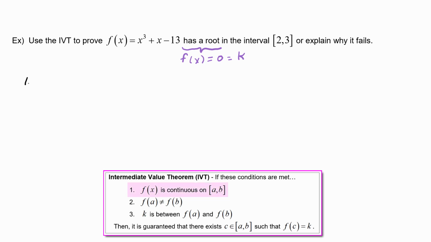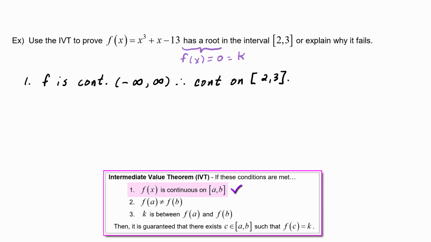Step 1, we have to show that we have a function continuous on our closed interval. Now f of x is a polynomial, so it's continuous for all real numbers, so from negative infinity to positive infinity. Therefore, it will certainly be continuous on a subset of this interval, which is from 2 to 3. So we've satisfied step 1.